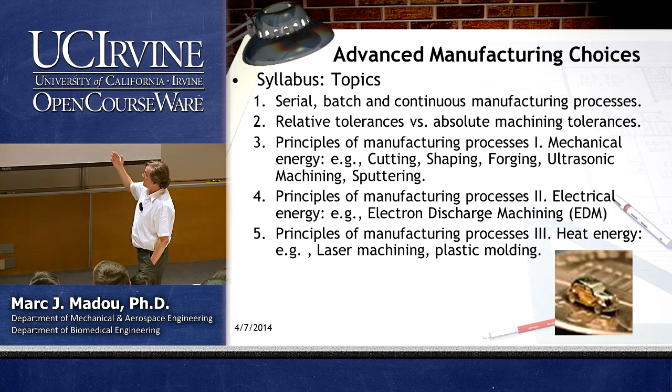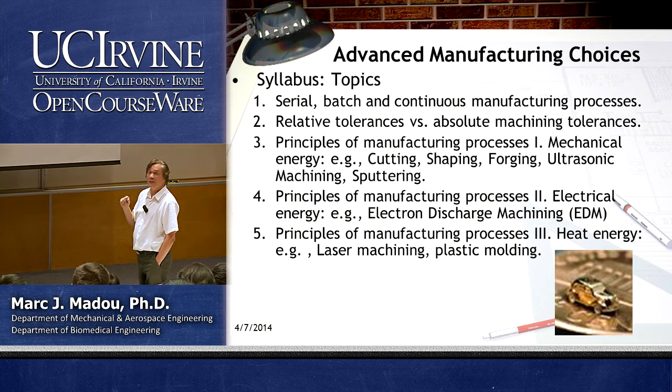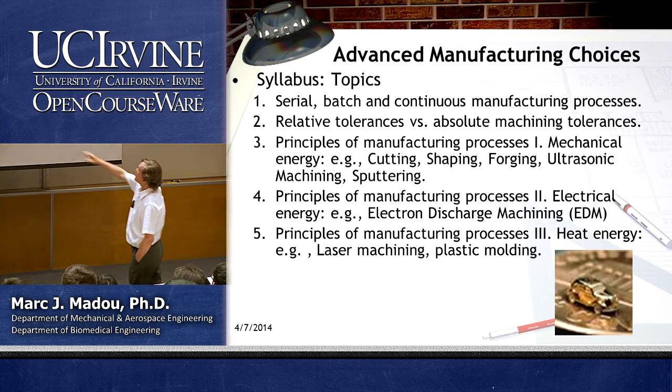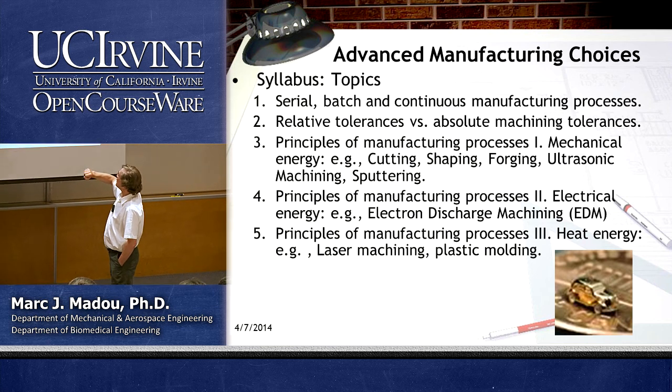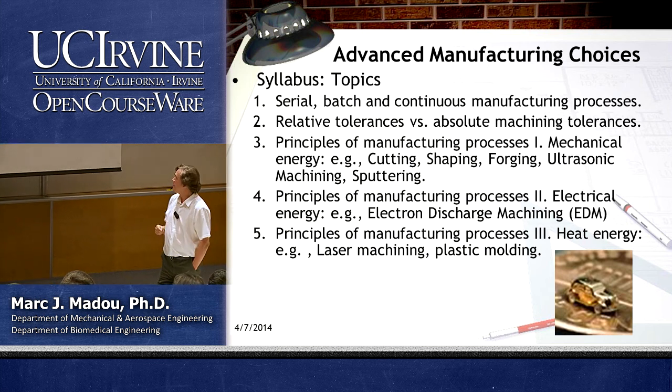Then, third topic, and I think we will start with that also today. I think I can start with mechanical energy today. I'm going to talk about cutting, shaping, forging, ultrasonic machining, and sputtering. Examples of mechanical energy application, right? Then another group of manufacturing processes use electrical energy. And there we'll talk about, as an example, EDM, electrical discharge machining.